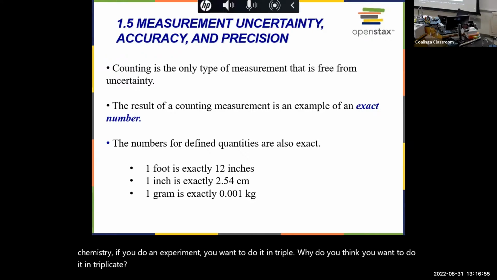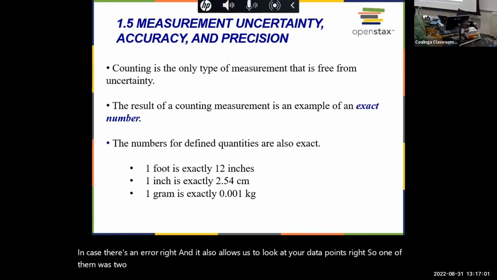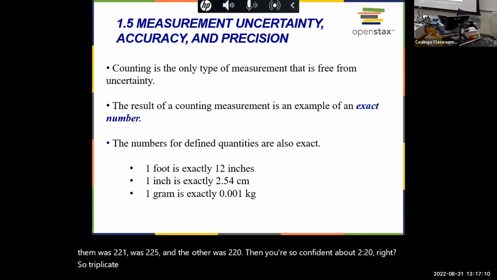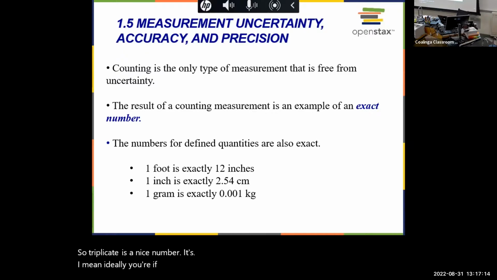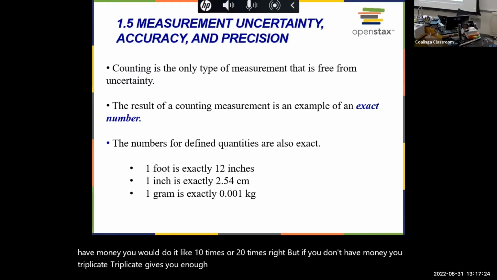In case there's an error, right? And it also allows us to look at your data points. So if one was 220, one was 225, and the other one was 220, then you feel confident about 220, right? So triplicate is a nice number. Ideally, if you have money, you would do it 10 times or 20 times, but if you don't have money, you do triplicate. Triplicate gives you enough confidence that it's going to be accurate.